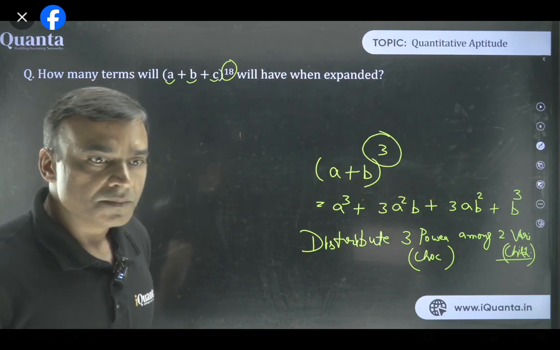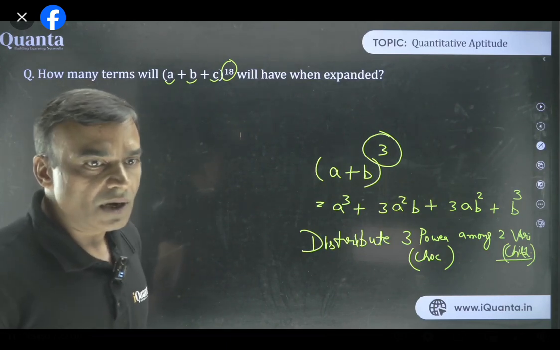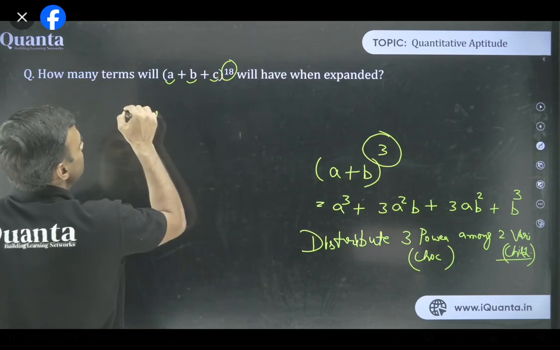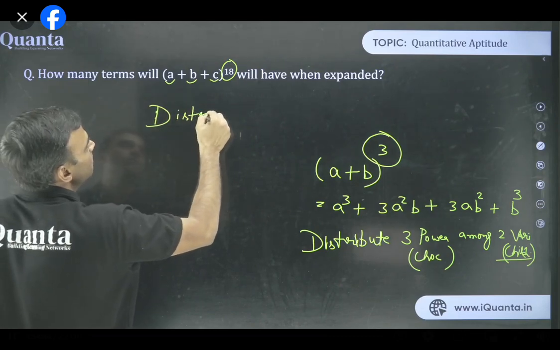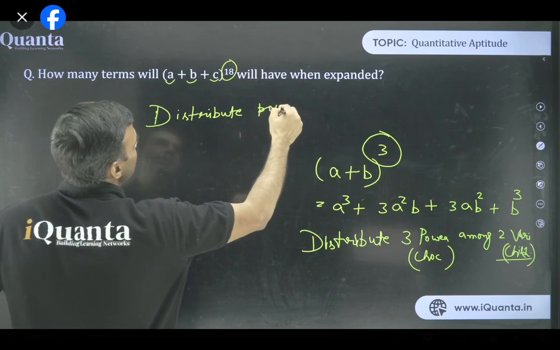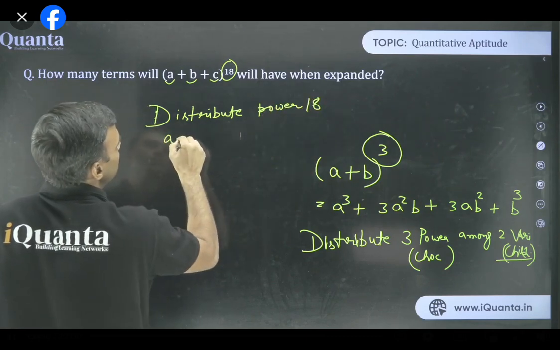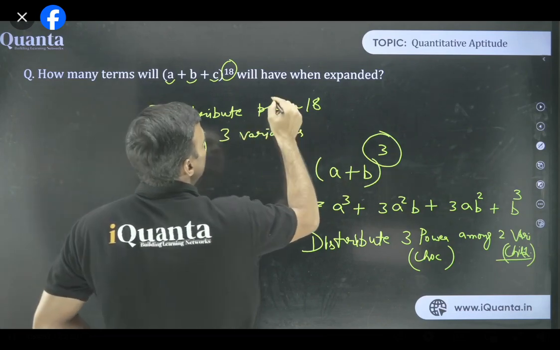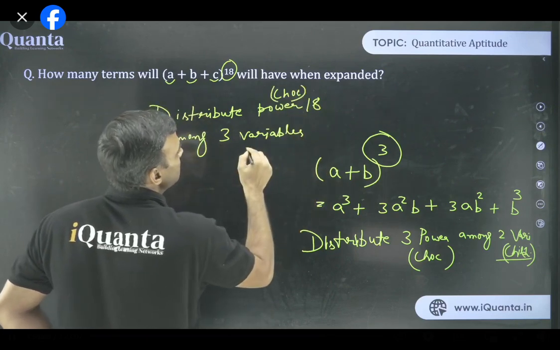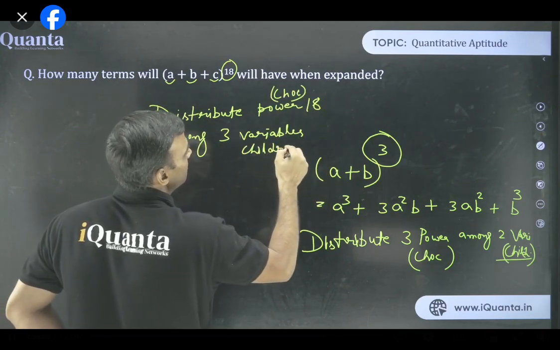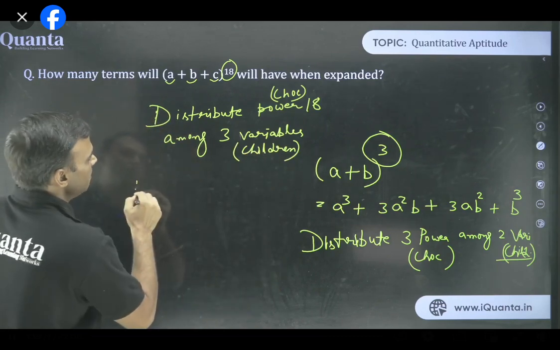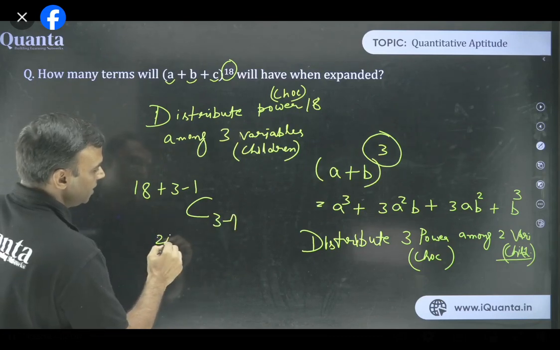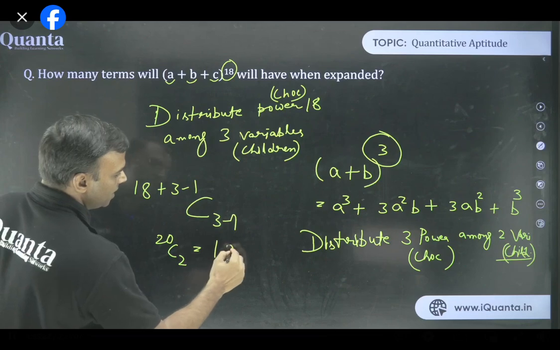Okay? Yeah. Chintan, how come 4C1? नहीं, ध्यान से देखो बच्चा. Distribute power 18 among 3 variables. This is same as distribution of 18 chocolates among 3 children. It is exactly same as that. Okay? So the number of terms will be 18 plus 3 minus 1, C 3 minus 1. So 21 minus 1, 20, C 2. 190 terms.